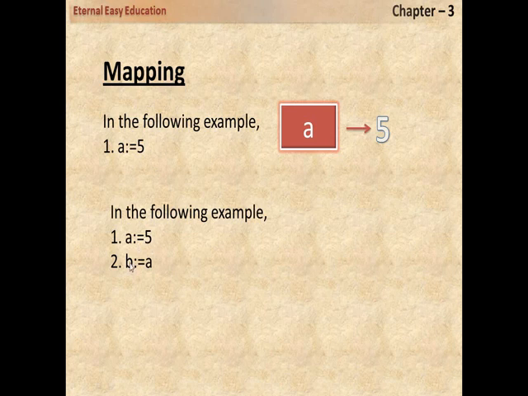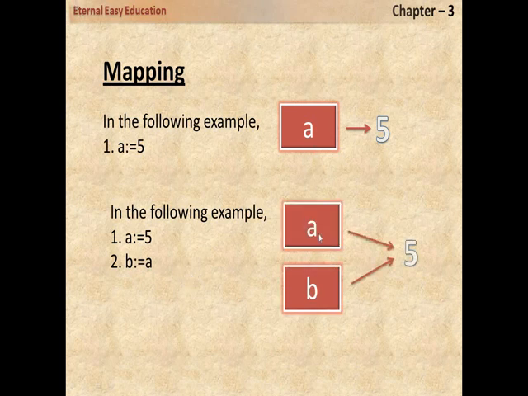A = 5, B = A. Assume what will happen. Already I know A is 5. Now B is equal to A. What will happen inside? A and B are both mapped with the value 5. Is it clear? See the next one.